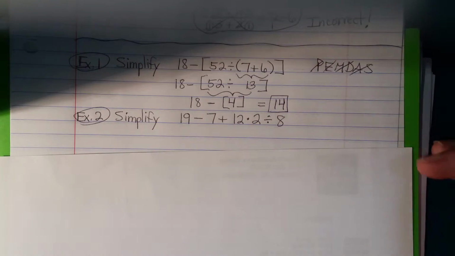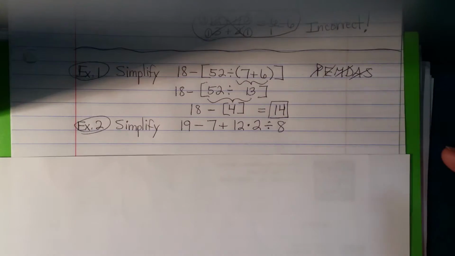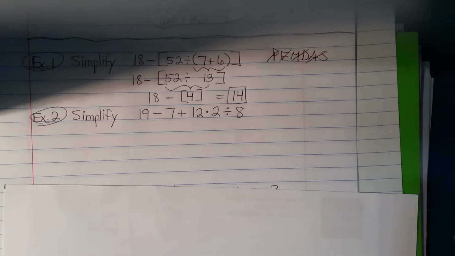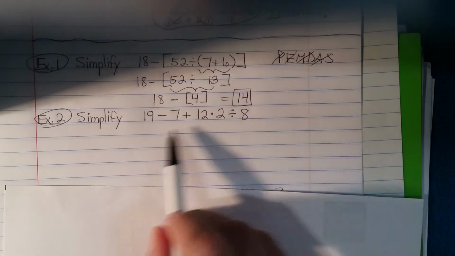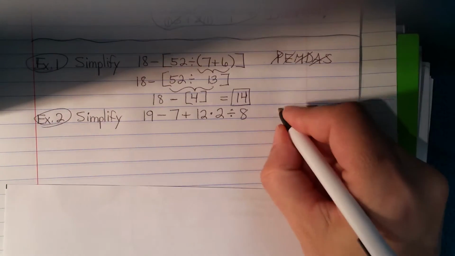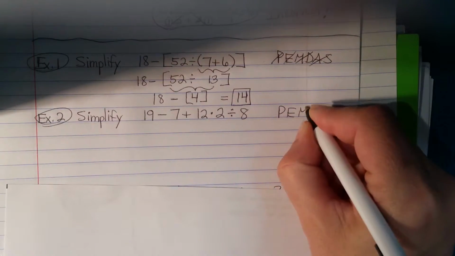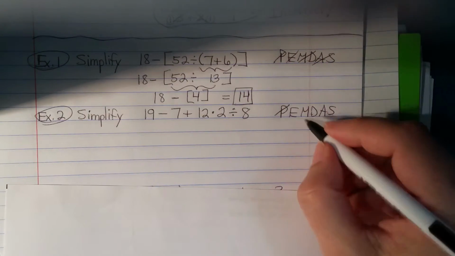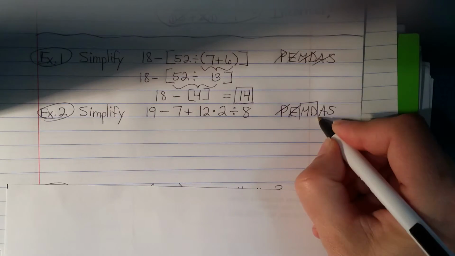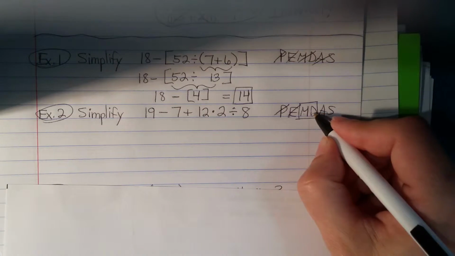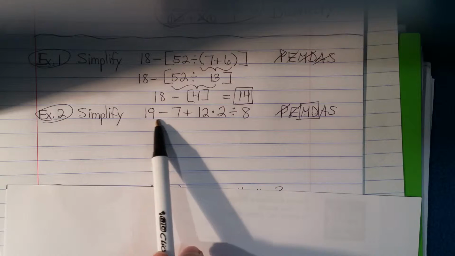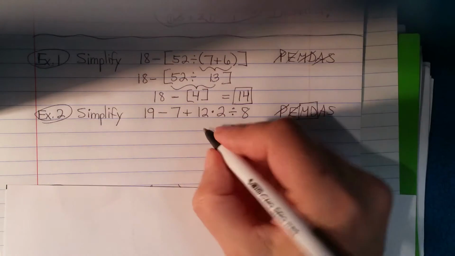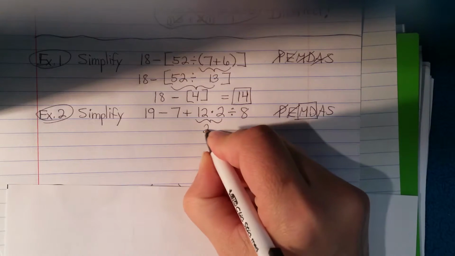All right, example number 2. We don't have any grouping symbols, but I'm going to write this down. So I don't have to worry about the P, there's no exponents. Now MD, whichever comes first, left to right. As I move left to right, the first thing I hit is a multiplication operation. So I have to do that first.